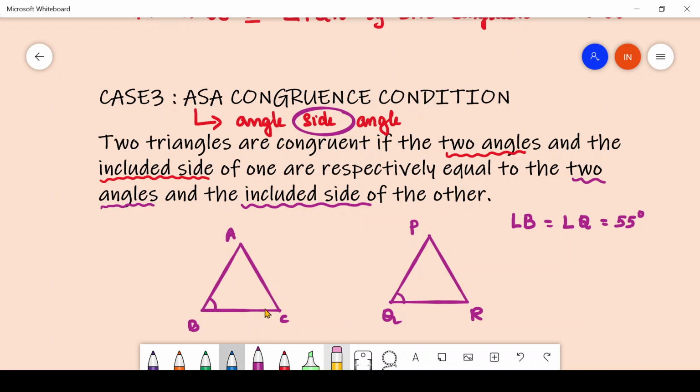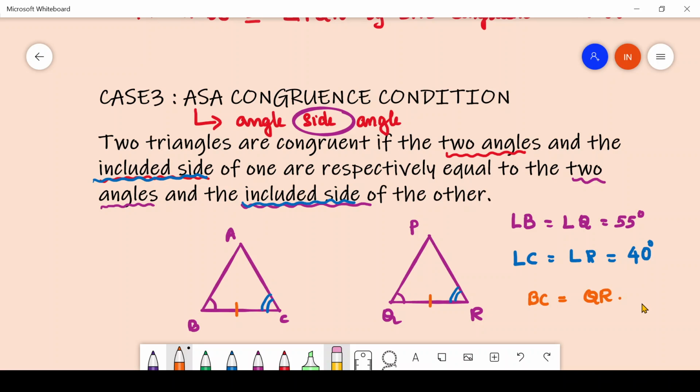Next I am going to take angle C. Angle C is equal to angle R. Let it be 40 degrees. And now what do we have to take? The included side is here, right? So what will be the included side? If I take AB, is that the included side of angles B and C? No, right? What about AC? AC will not come as the included side of these two angles B and C. So now we are going to take which side? Exactly, very good. We are taking BC, and the corresponding side of BC in triangle PQR is which one? QR. So BC is equal to QR.